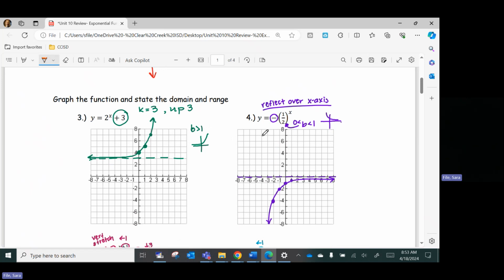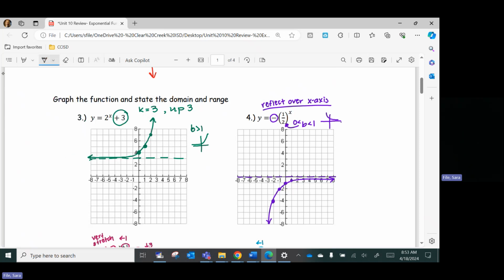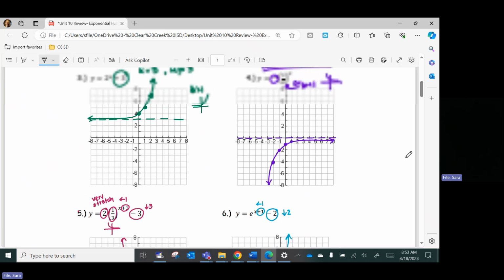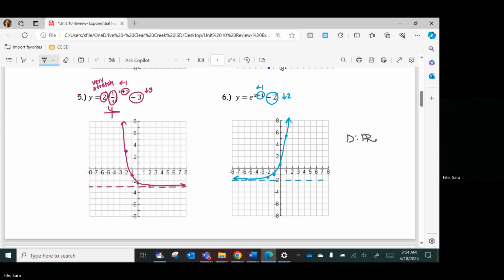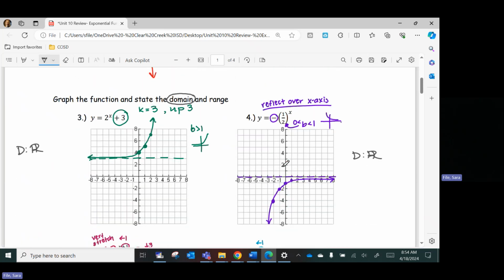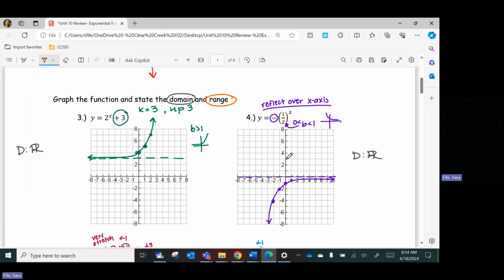Now, again, we said domain is always, always, always all real numbers for all exponentials. What did I just say about it? It's always all real numbers. So the domain for all of these exponentials is all real numbers. Now, the range is dependent on where the asymptote is and if the graph is above or below.